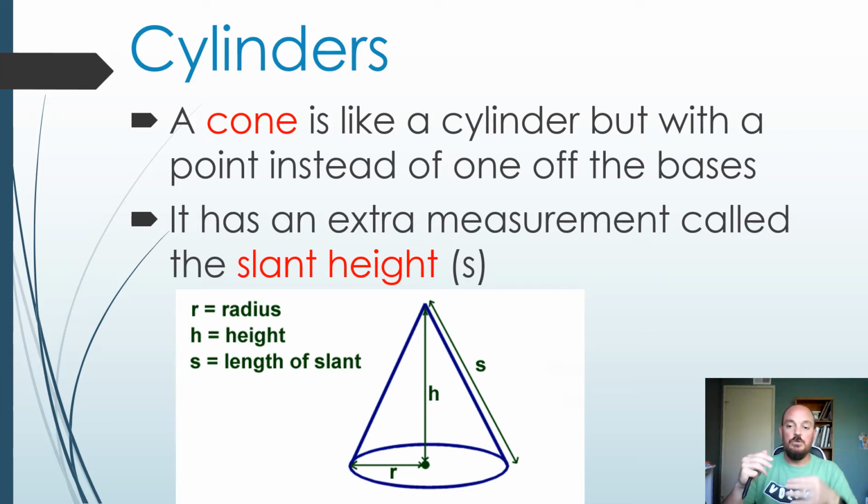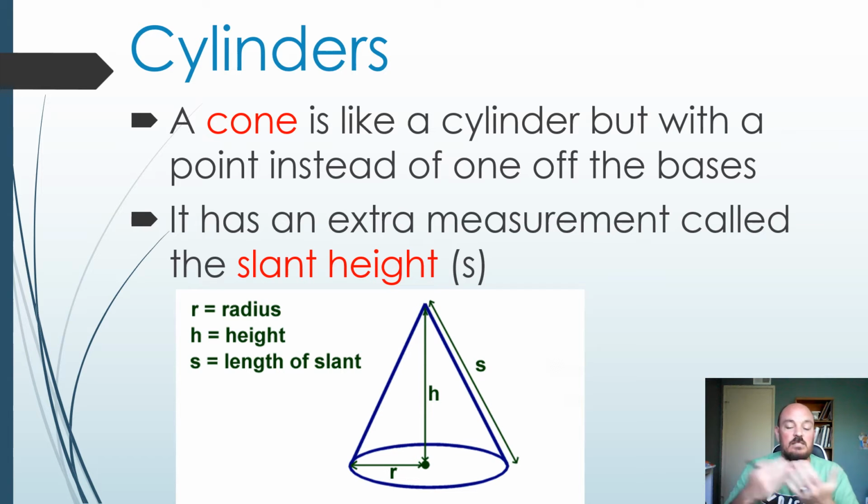Well, when you have a cone, you have the radius, because you still have that circle on one of the bases. You have the height, h, but then you also have what we call the slant height, which is the diagonal going down the cone from the point to the edge of the circle. We call it S in this picture. Sometimes I've seen it called L before. S or L for slant height.